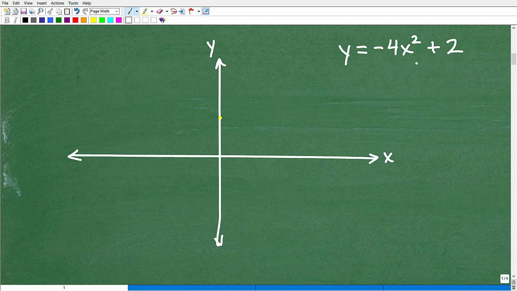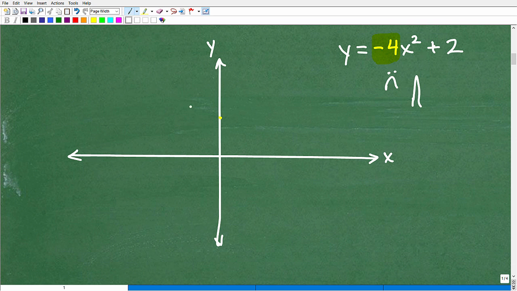Real basic sketch. All right, so again, we know now that this is going to be a sad parabola, and it's going to be a little bit thin, okay? It's going to be on the thin side because this number is greater than 1. Okay, so we want to show that, and then I know its y-intercept is going to be 2.